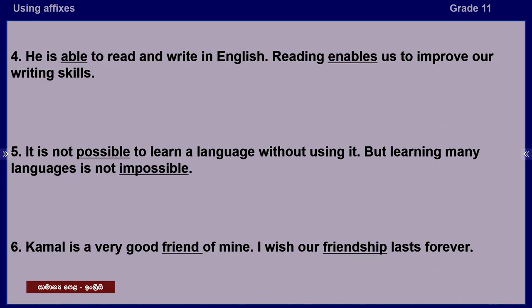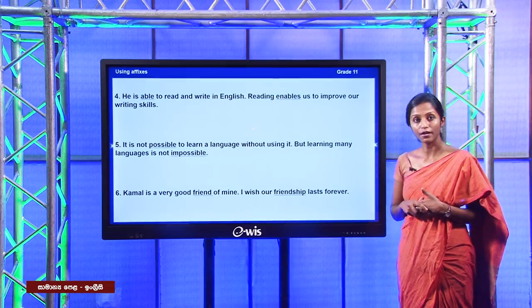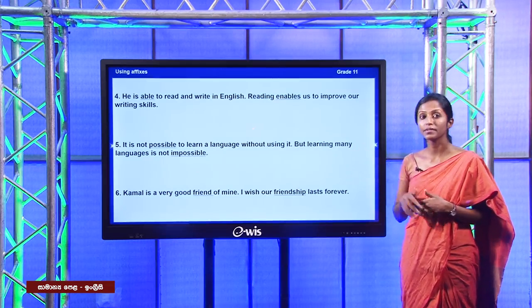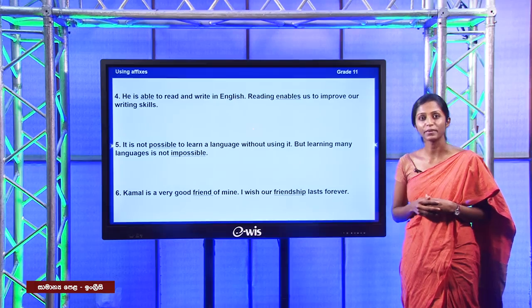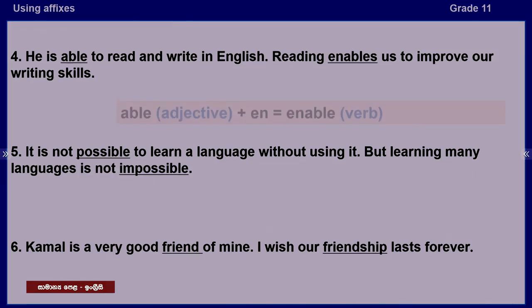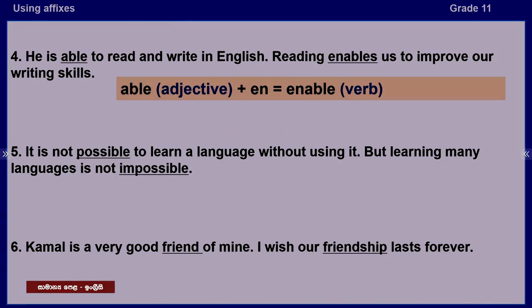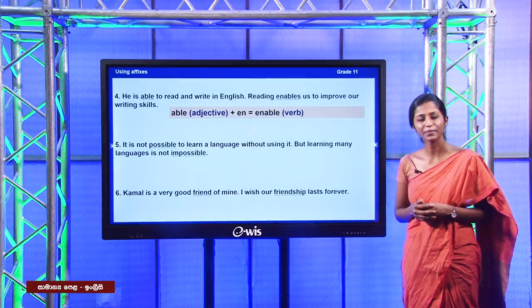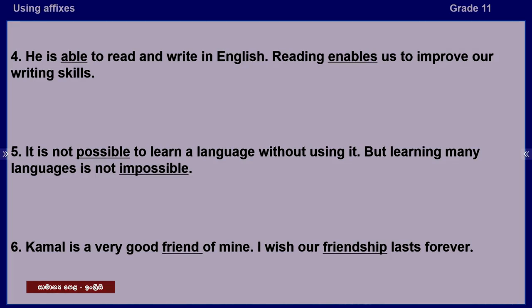Let's move to the next sentence. Let's read the sentence. He is able to read and write in English. Reading enables us to improve our writing skills, which is true. So, what are the words which include affixes? We have able and enables underlined. What is the change that has happened? What is the root word and what is the affix? Let's check. As you can see, able is an adjective. We have added en to the word able, which is a prefix. Why is it a prefix? Because it is added at the beginning of the root word and it has become enable, which is a verb.